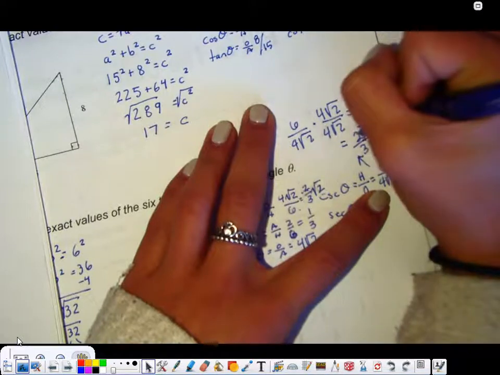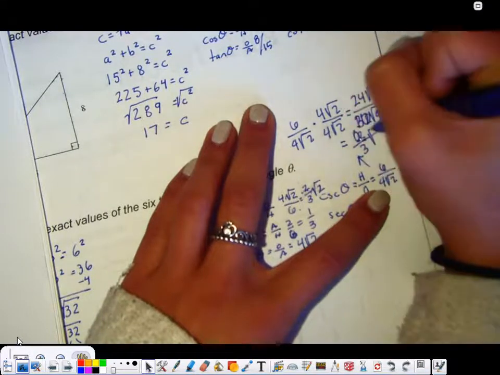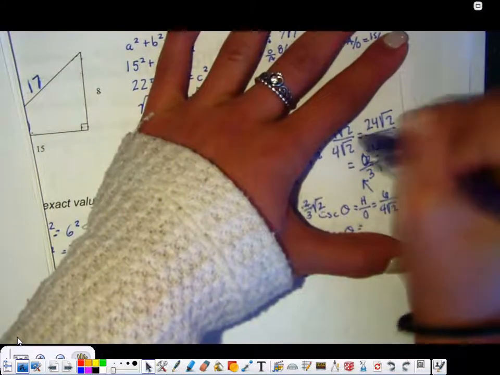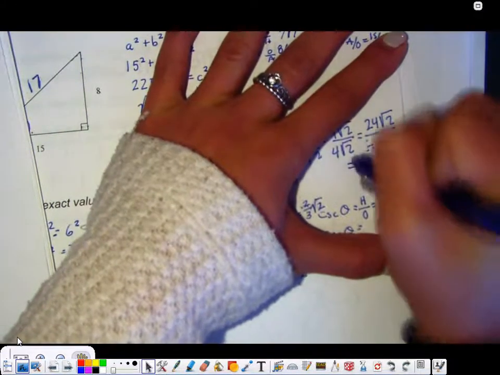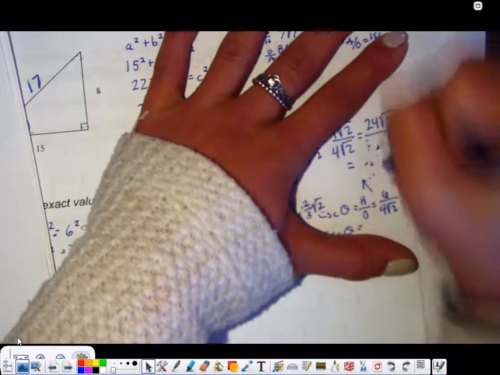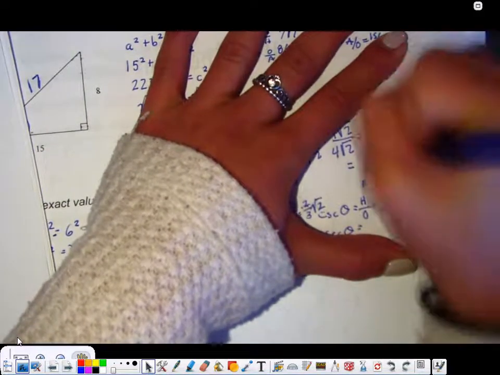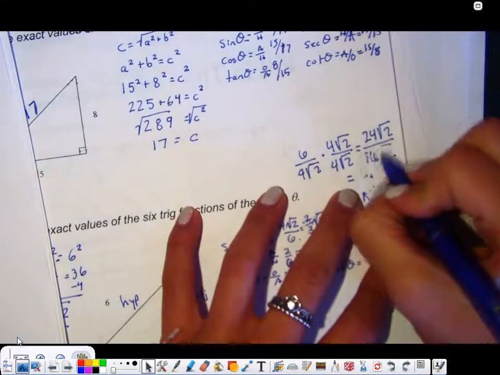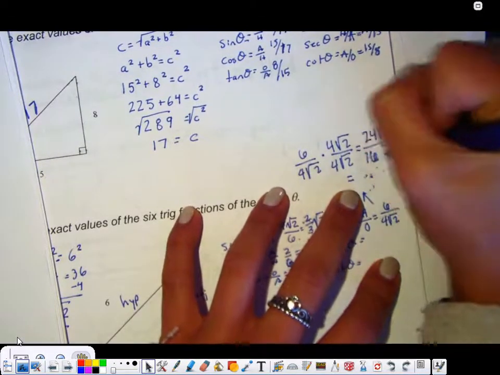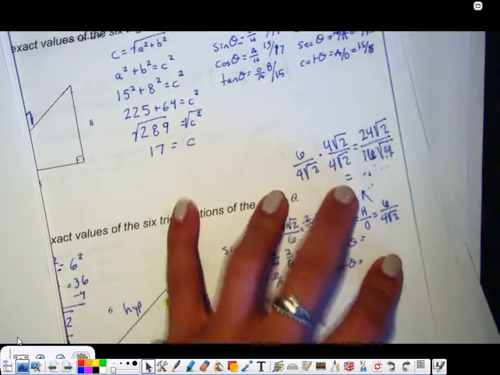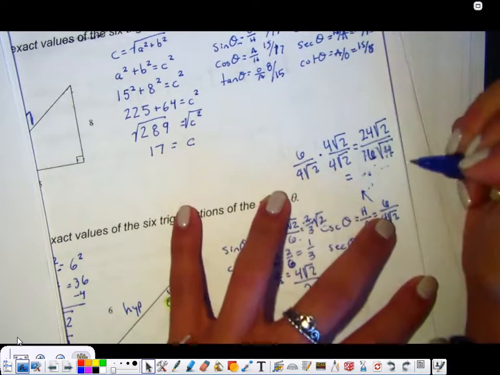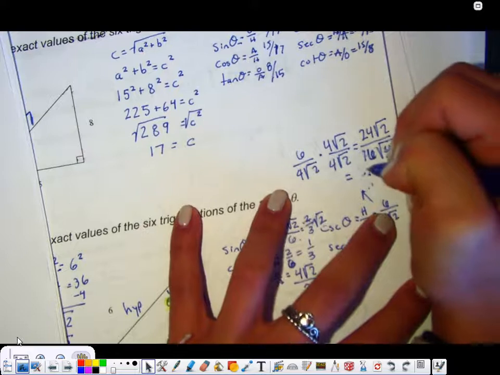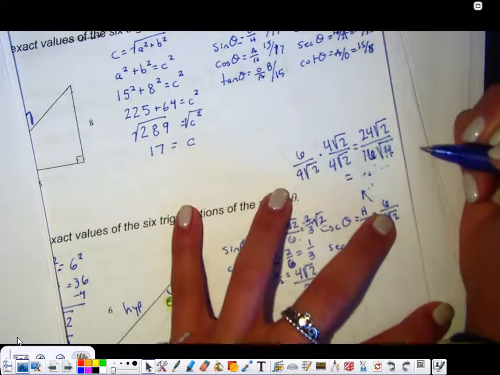So that is going to equal, I'll just erase it. Did you say square root of 4? Right. Okay, so I can simplify 24 over 16.